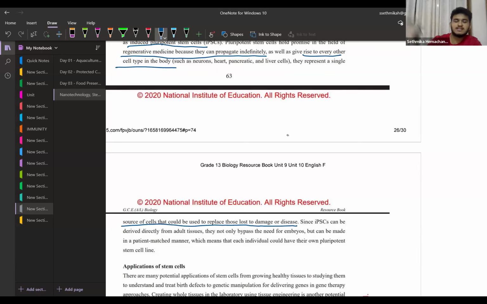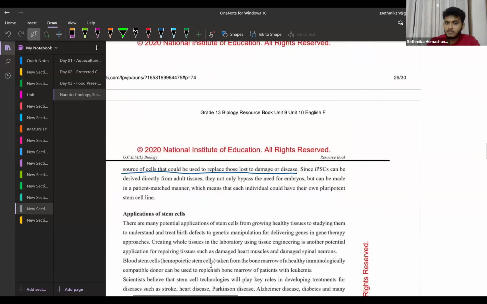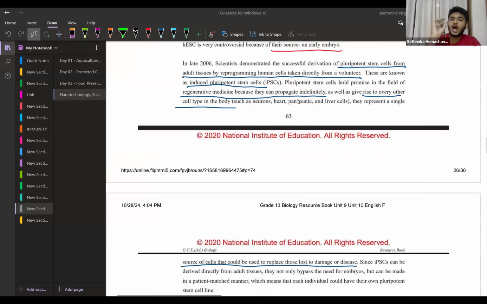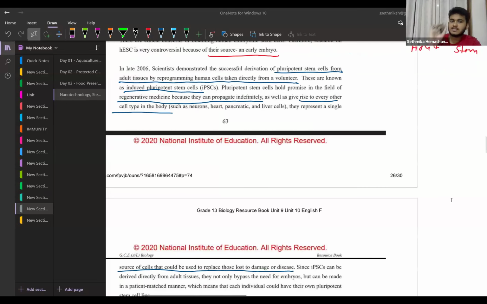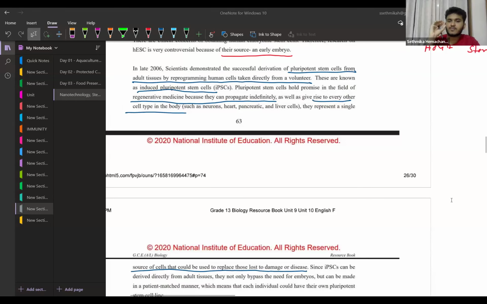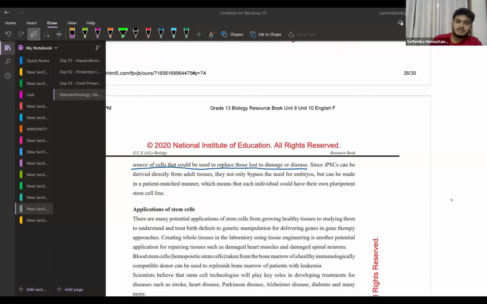Right? Again, if a certain person lost his or her arm, using these induced pluripotent stem cells, that whole arm can be regenerated because these adult stem cells are reprogrammed to produce induced pluripotent stem cells, which can differentiate into different cell types. Okay, so it's a very important milestone in regenerative medicine. Since induced pluripotent stem cells can be derived directly from adult tissues, they not only bypass the need for embryos but can be made in a patient-matched manner. So embryos are not needed anymore.